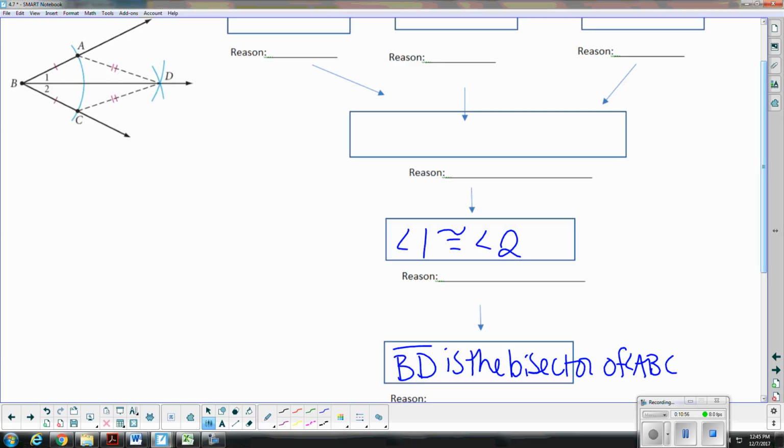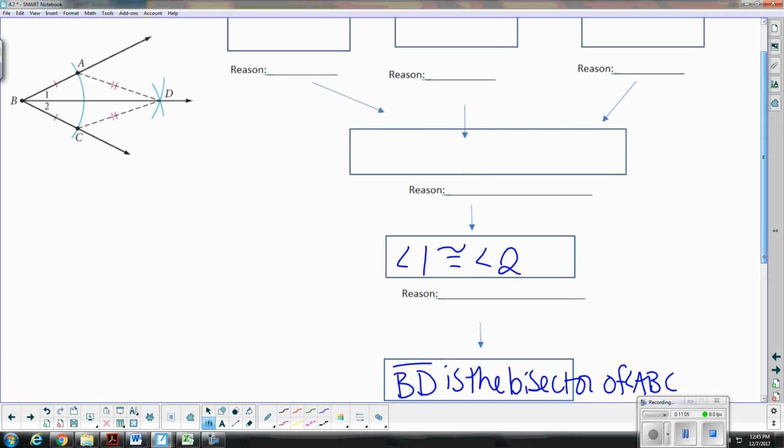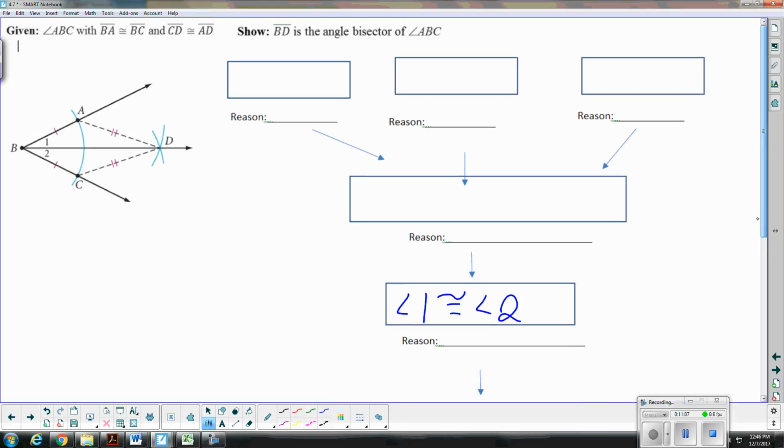Now, we don't quite know how to get there yet. We can see that those two angles are in triangles. So we might try to prove that those triangles are congruent. So let's start with what they give us. Let's go back to the top of your flowchart and write down what we know from the given. So we know that BA is congruent to BC. That was given.